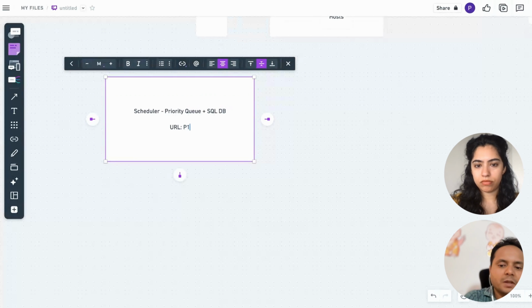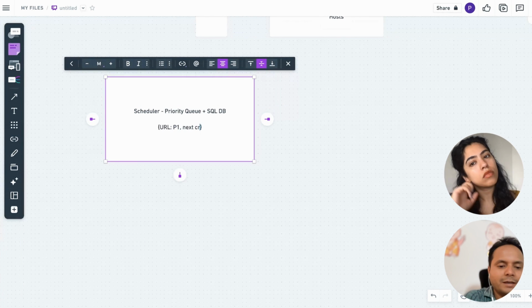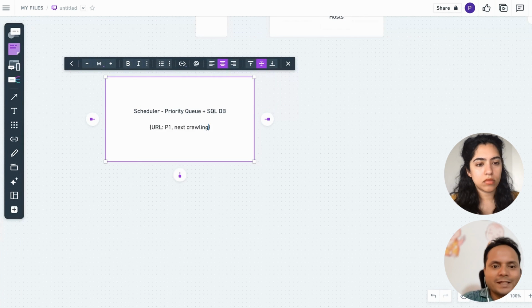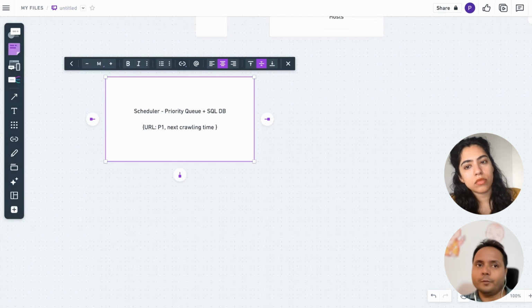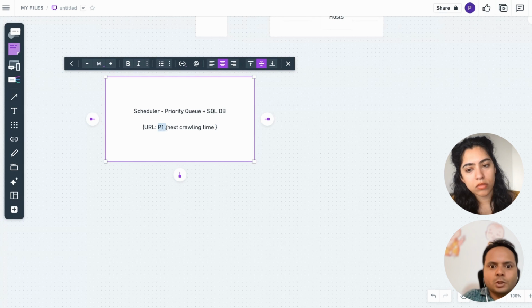the value can be like P1, what's the priority? It can be like a tuple kind of a thing. So the key might be the URL, and the value would be the priority, and maybe the next crawling time of that. The next crawling time would signify the frequency of crawling for that particular website. So for the websites which have more priority, the next crawling time, essentially either of these two, I think the priority also will signify the same thing.